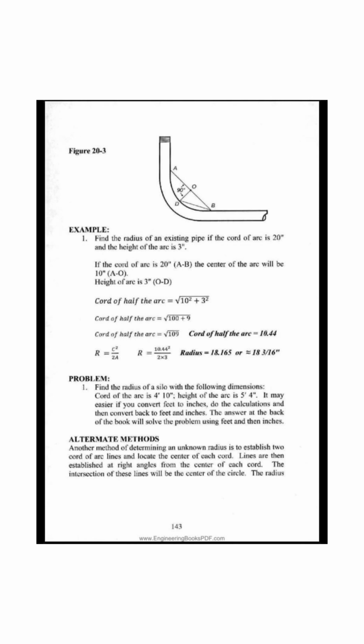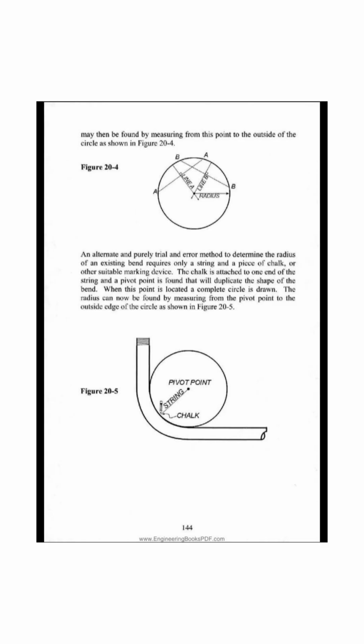Alternate methods. Another method of determining an unknown radius is to establish 2 chord of arc lines and locate the center of each chord. Lines are then established at right angles from the center of each chord. The intersection of these lines will be the center of the circle. The radius may then be found by measuring from this point to the outside of the circle, as shown in figure 20:4.